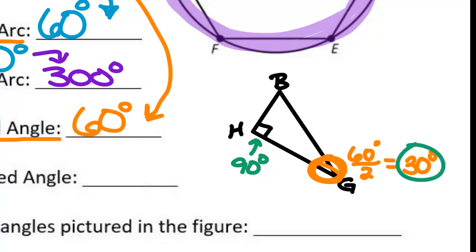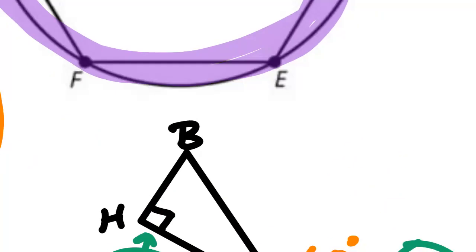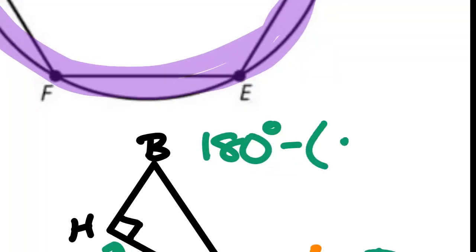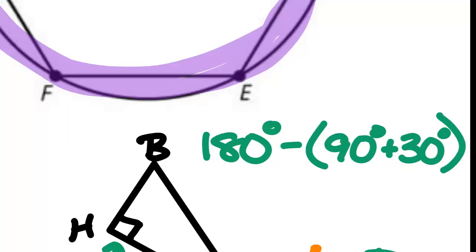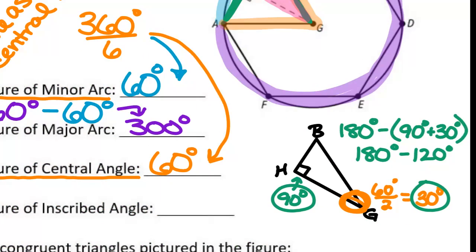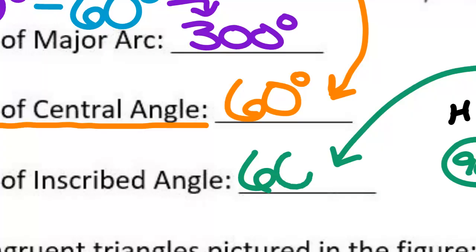So I have a 30-degree angle, I have a 90-degree angle. I know that all 3 angles in a triangle add up to how much? 180. So I can do 180 minus, and then I have to put the 90 and the 30 together. What is 90 plus 30? 120. So I have 180 minus 120, which would give us what? 60.